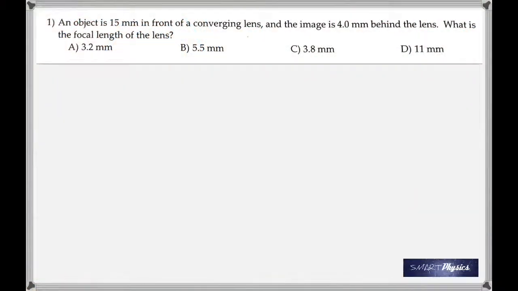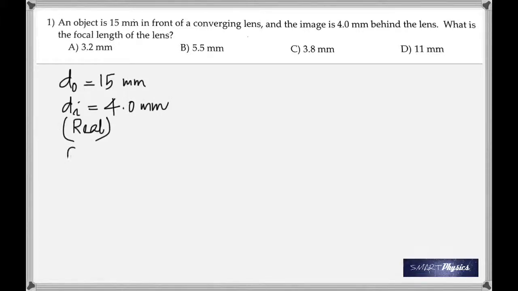Well, here are the answers to the quiz on reflection and refraction of light. In this question, it's a converging lens, which means it's a convex lens. The object distance is 15 millimeter. Image is 4 millimeter behind, which means it's a real image. And you've got to find the focal length of the lens. So DO is 15 millimeter, DI is 4 millimeter. It's a real image. You've got to find the focal length.